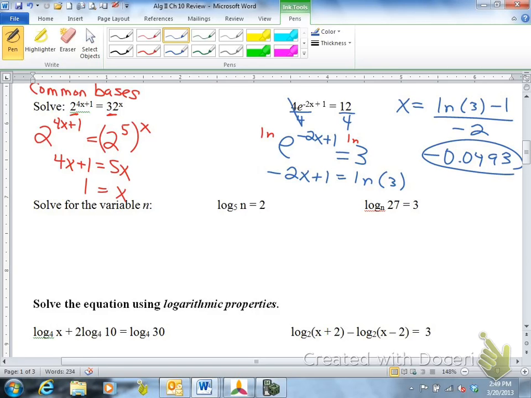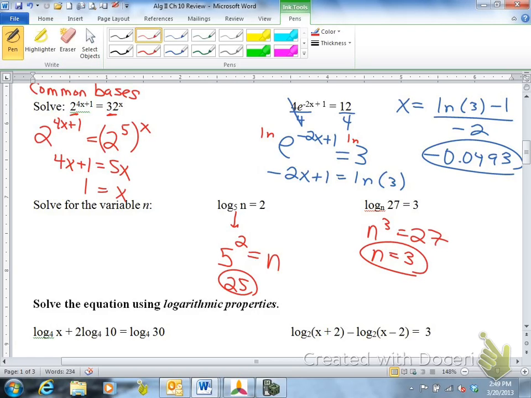So that's the answer. On the next one, you need to rewrite these. Your base is 5, so you have 5. Logarithms equal exponents, so that's 2 equals n. So the answer is 25 here. On this one, you'd have n cubed equals 27, so n is 3.